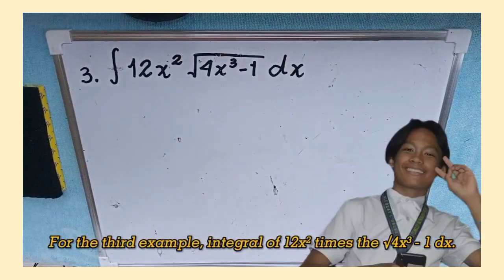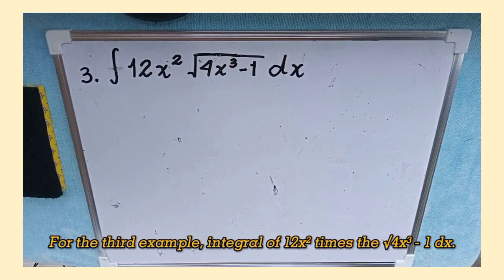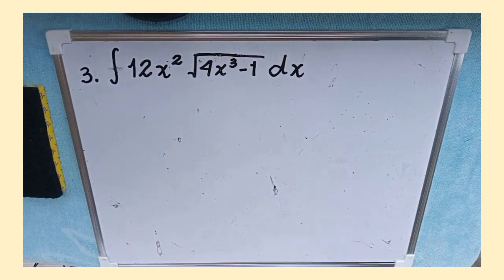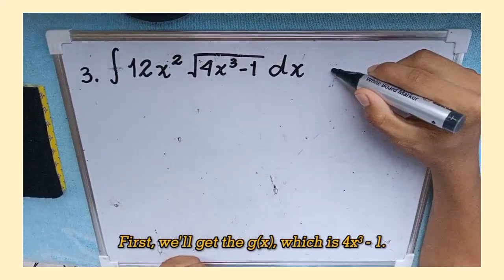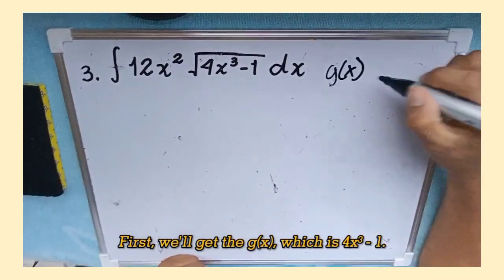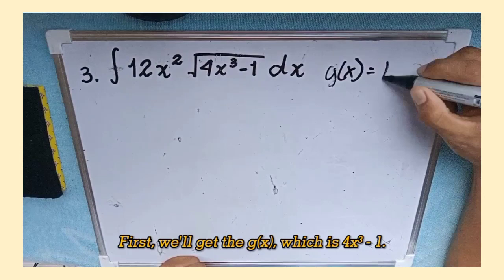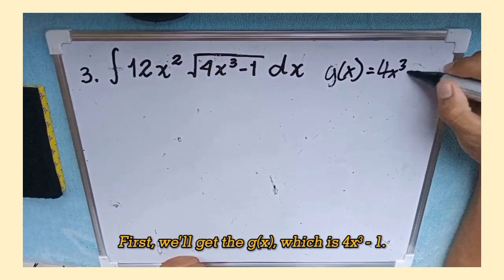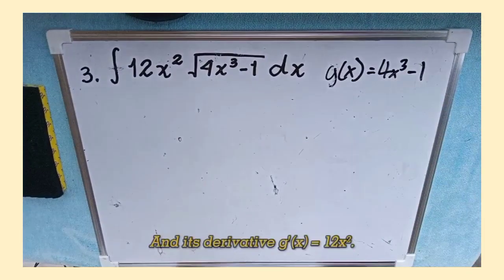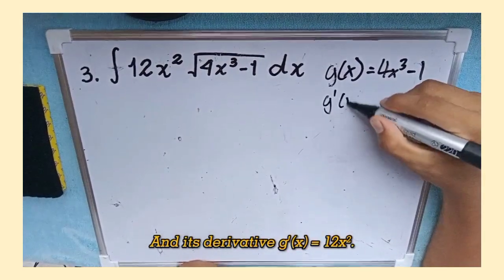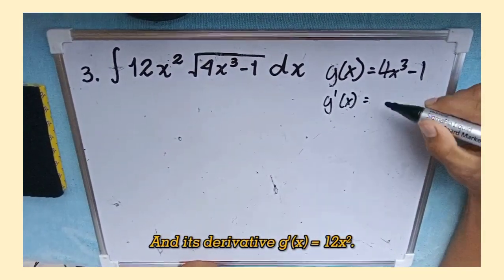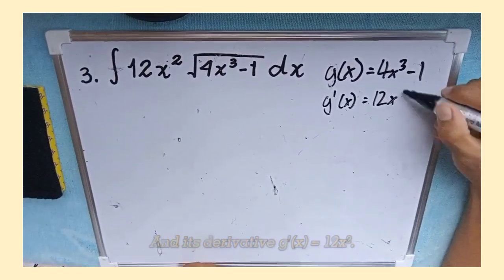For the third example, the integral of 12x squared times the square root of 4x cubed minus 1 dx. First, we'll get the g of x, which is 4x cubed minus 1, and its derivative g prime of x is equal to 12x squared.